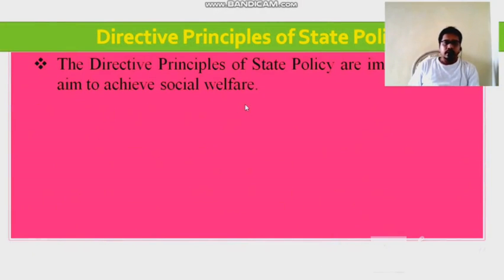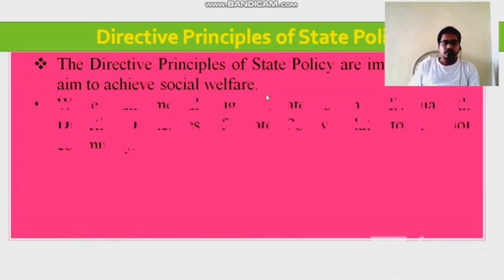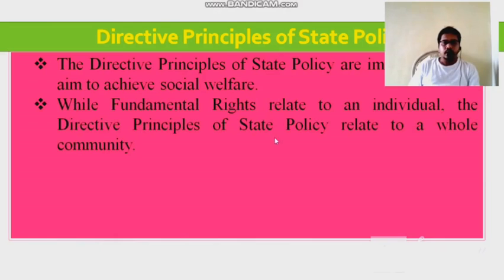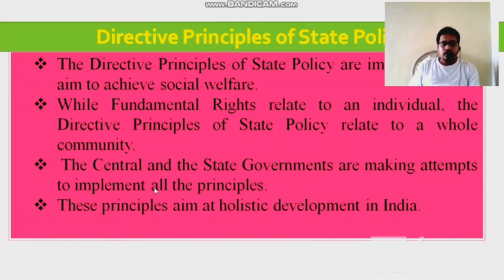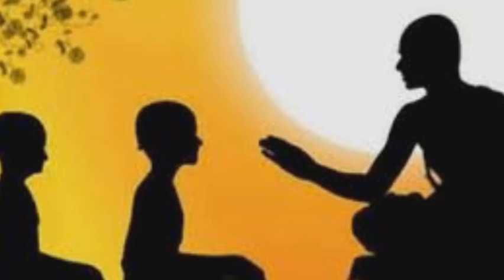So these are the directive principles of state policy. The directive principles of state policy are important. They aim to achieve social welfare, while fundamental rights relate to an individual. The directive principles of state policy relate to the whole community. The central and state governments are making attempts to implement all the principles. These principles aim at holistic development in India. They are the indicators of the holistic development of India. Thank you. This is the completion of this lesson.